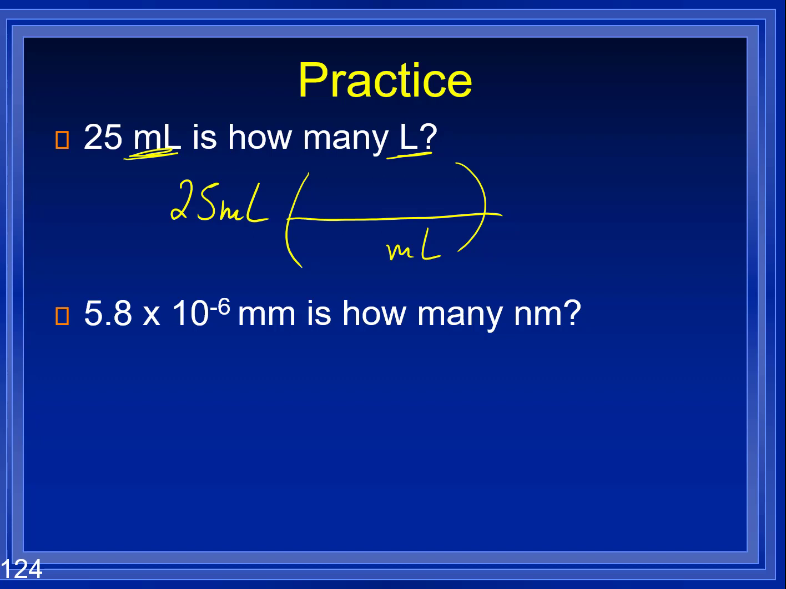Okay? What do I know about milliliters that I can turn it into? I know the base unit. So I can turn milliliters into liters. Which is bigger, a liter or a milliliter? Liter. So the big unit gets the small number, the 1. And the small unit, the milliliter, gets the 1,000. Because we know that equivalent statement. 1 liter is 1,000 milliliters. I set it up so my milliliters cancel out. And I get 0.025 liters.